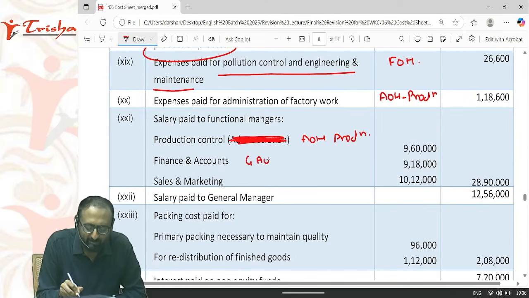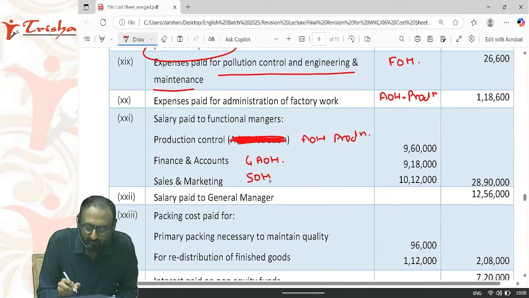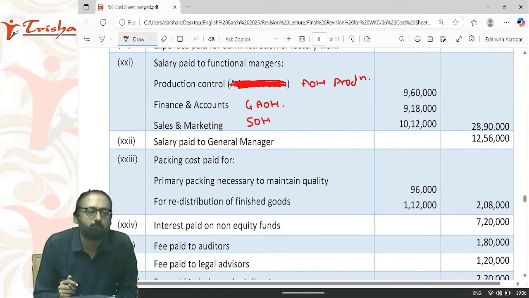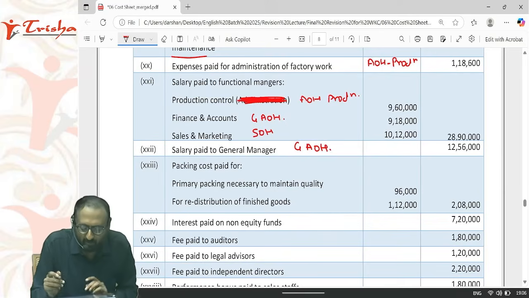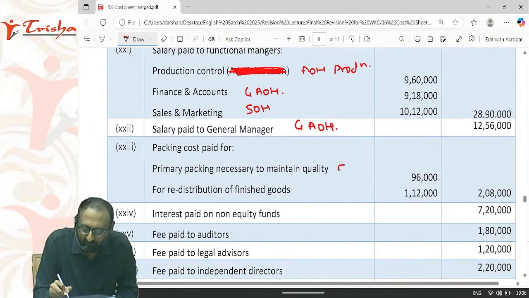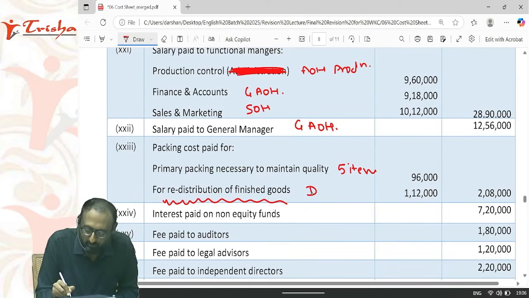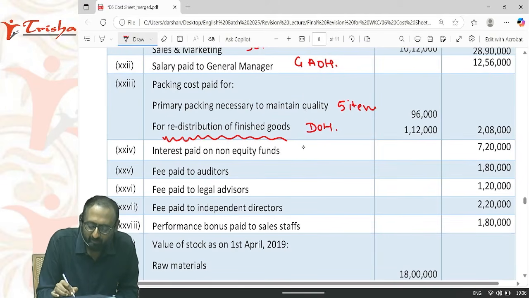Finance and accountant salary. Correct answer, general administration overhead. Sales and marketing salary, selling overhead. Next one, salary paid to general manager. General administration overhead, yes sir ji. Packing cost paid, primary packing. One of the 5 items, very good sir ji. Next one, packing charges paid for redistribution of the goods. Distribution overhead. Interest paid on non-equity fund. One of the separate items of cost of sales.